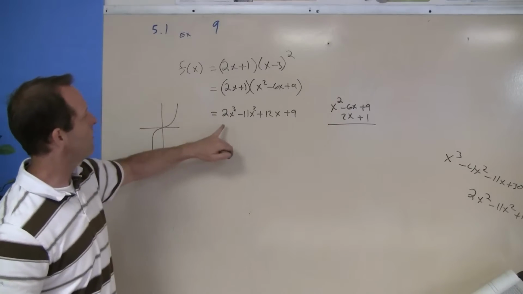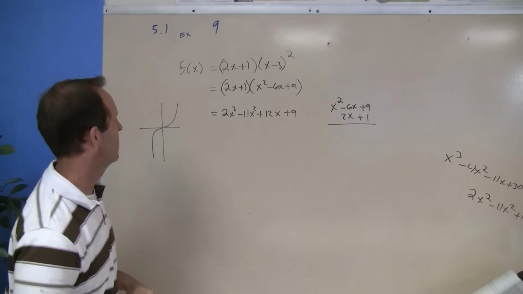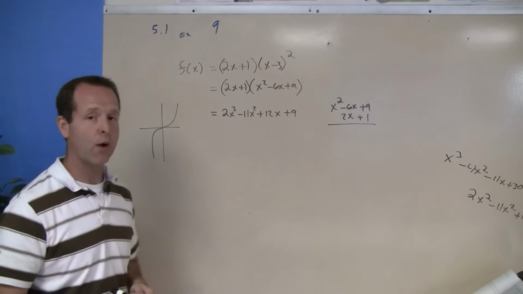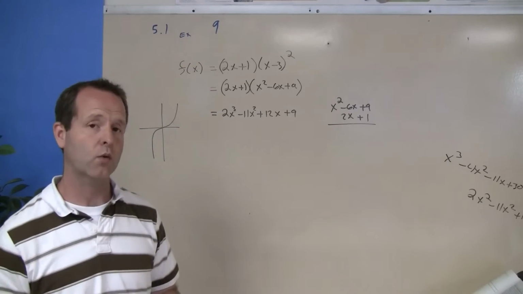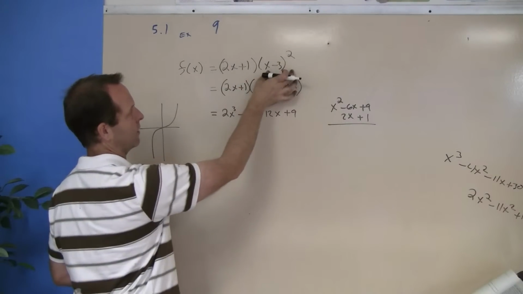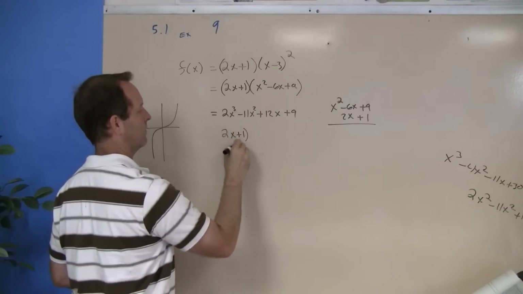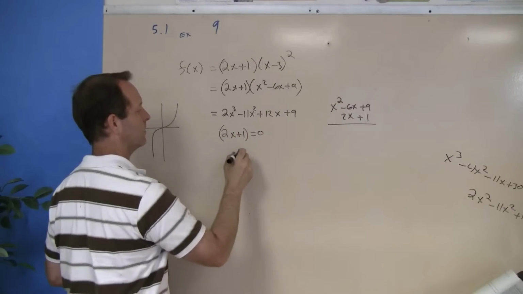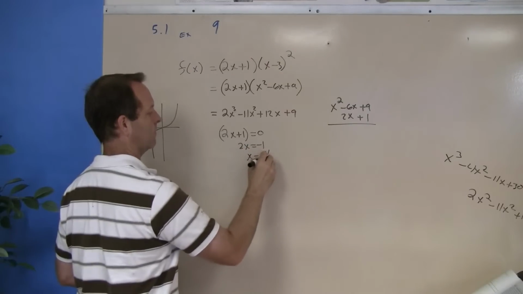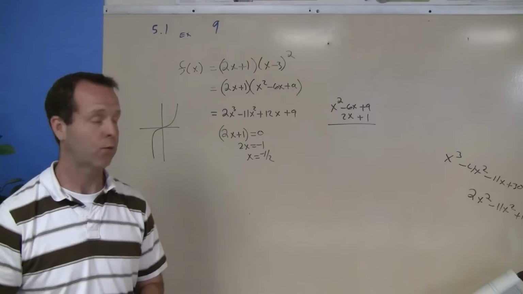I also know that it crosses the y-axis. Well, let's back up here. Let's find out where its zeros are. Where does it cross the x-axis? To determine that, I need to look at its factors. Well, one factor is 2x plus 1. Set that equal to 0. So one place it crosses the x-axis, or x-intercept, is at -1/2.